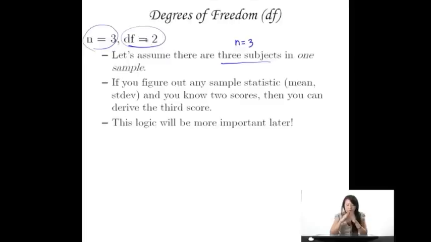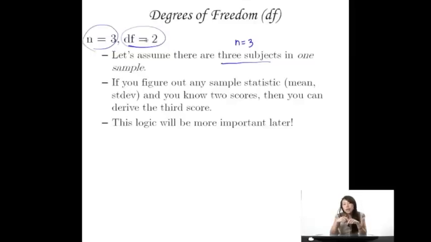Well, here's the thing. Let's assume there are 3 subjects in one sample, and let's say it's some score on a statistics test. And so they could score from 0 to 100. And if I said, oh, pick any 3 scores you want, and that could be those subject scores, then your degrees of freedom would be 3. You are free to choose any 3 scores. You're not limited, you're not restricted in any way.